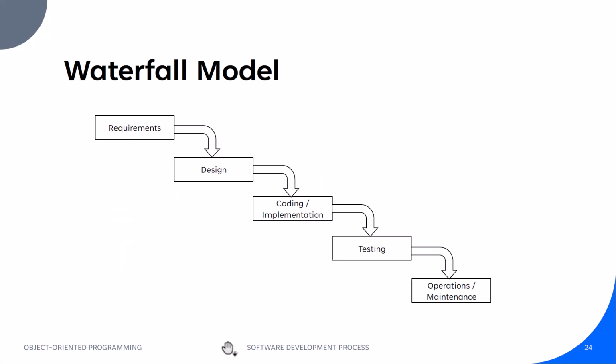Here is a graphical illustration of the waterfall model. We first start with the requirements, then based on the requirements we develop the design, and based on the design we code or implement our application, and then we conduct tests on the application to ensure that it satisfies the customer needs. And after the testing phase, we deliver it to the customer. Now it's going into the operation phase as well as the maintenance phase.